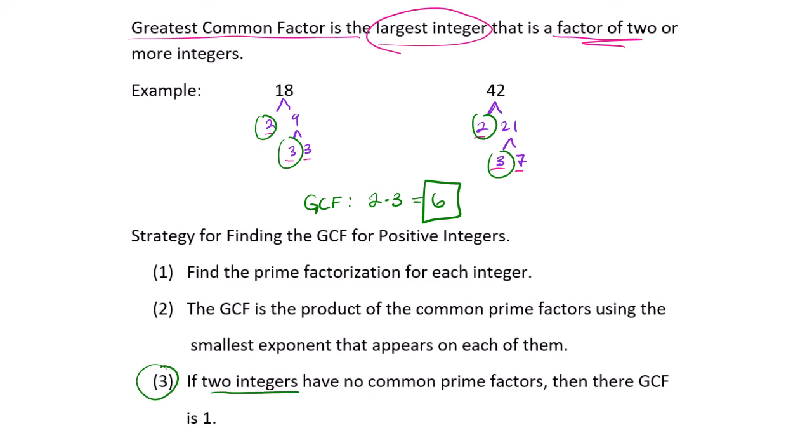All right, so here's one thing. If the two integers have no common prime factors, then their GCF is 1, right? So every pair of numbers has a common factor, and if there's no prime factors that they have in common, then it's going to be 1. 1 is the greatest common factor, okay? Because we know 1 goes into everything, right? 1 is a divisor of any number.